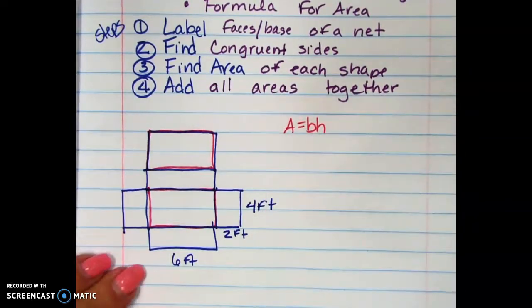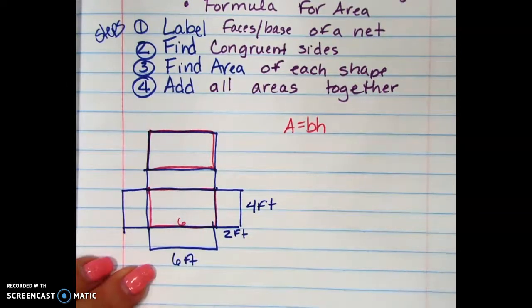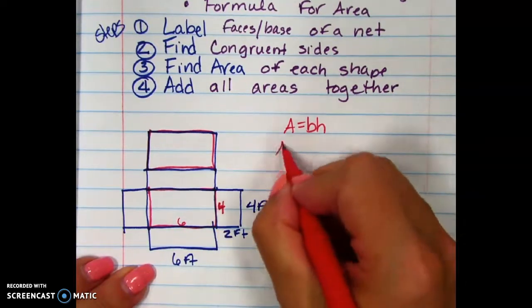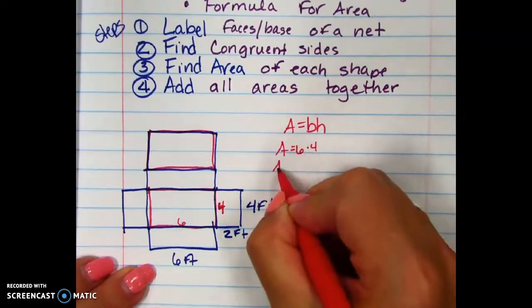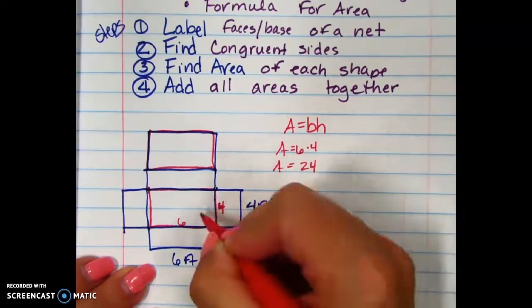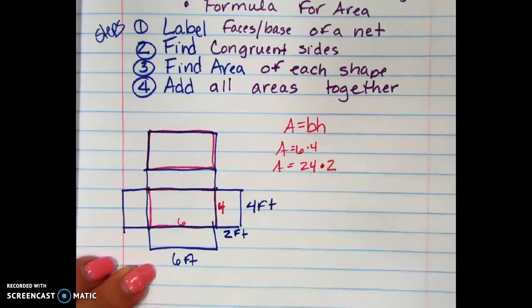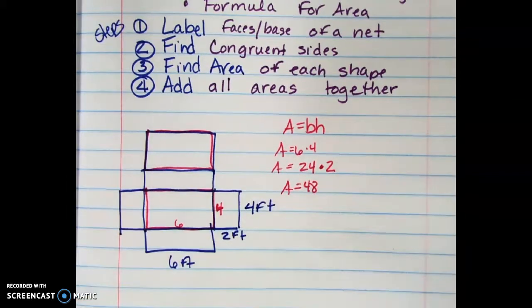So I'm going to find the area of a rectangle. So it's base and height. So what is the base? Well, it's got to be 6. What is the height? It's got to be 4 because that's 4. So I say area equals 6 times 4. Area equals 24. There are 2 of them, so I'm going to multiply it by 2. And I end up with area equals 48 for that shape.